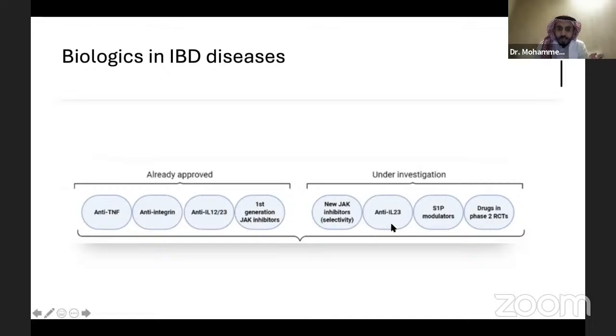And also, in that axis, the IL-12 and 23, specifically selecting the IL-23 because it has a more direct role in IBD pathogenesis. S1P is another molecule that modulates lymphocytes moving from the lymph node to the site of the tissue. It is similar to the integrin role, blocking lymphocyte entry to the tissue.